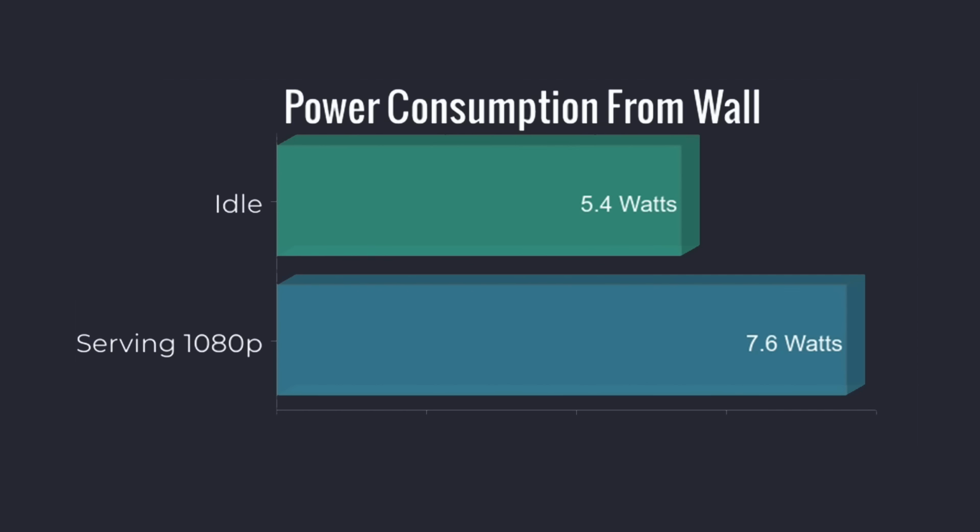So if you were worried about the Raspberry Pi 4 running 24/7 and running up your electric bill, I mean, there's really no need to worry. Some older alarm clocks pull more than 5.4 watts.